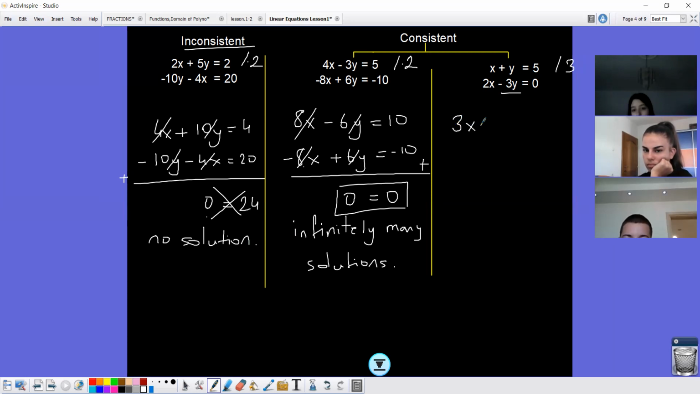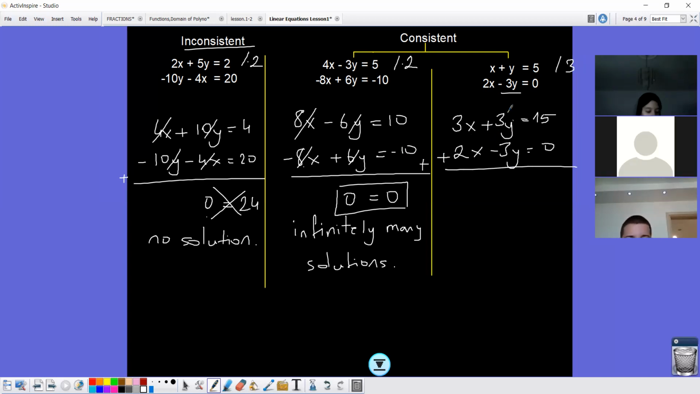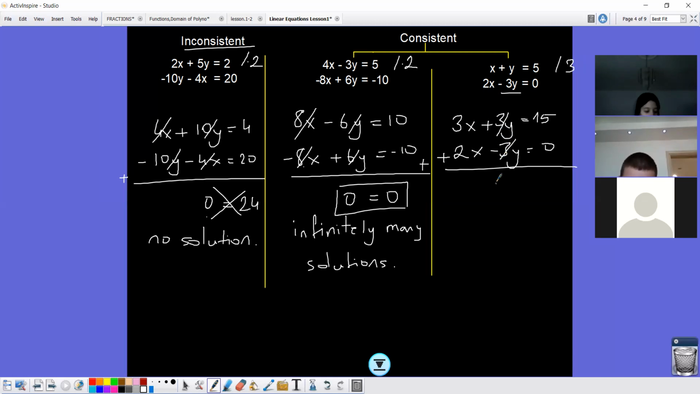And it will be 3x plus 3y is equal to 15. And the other one, 2x minus 3y is equal to 0. Now, when we add these two equations, I have plus 3y minus 3y, which will cancel each other. It will be 3x plus 2x, 5x is equal to 15. So x is equal to 3.